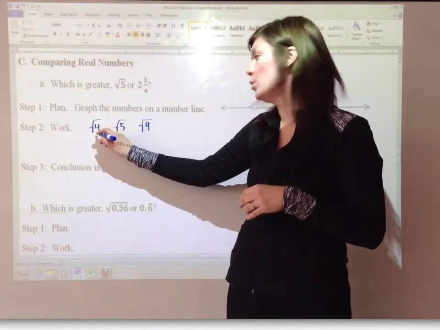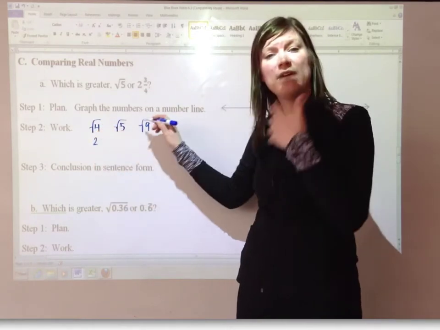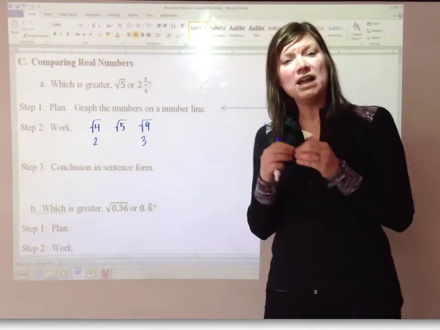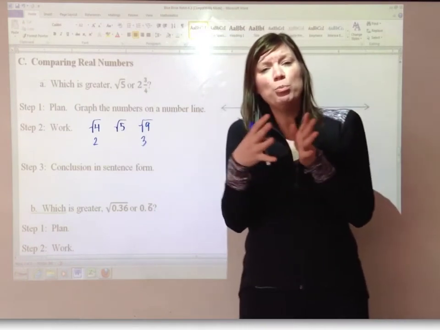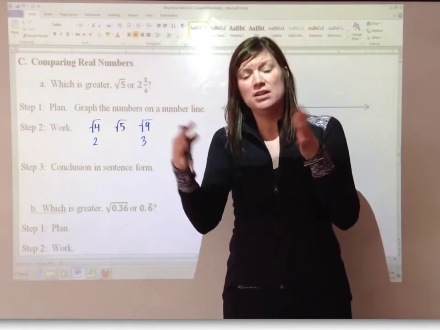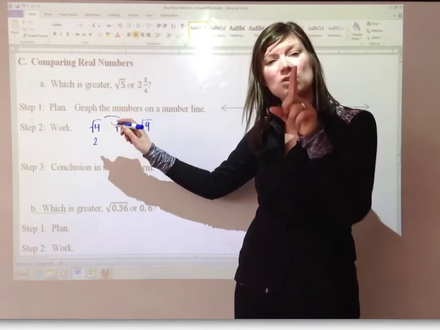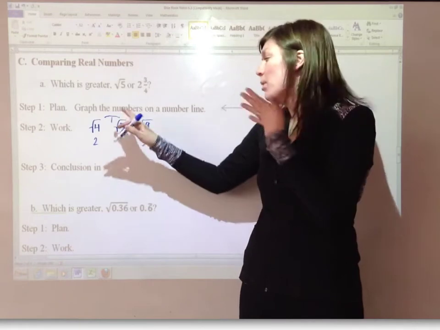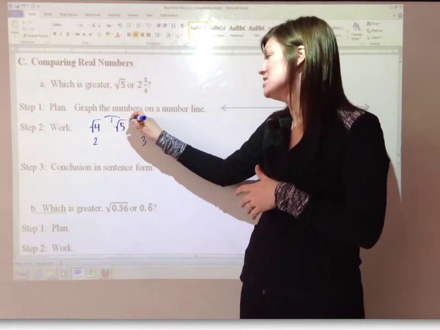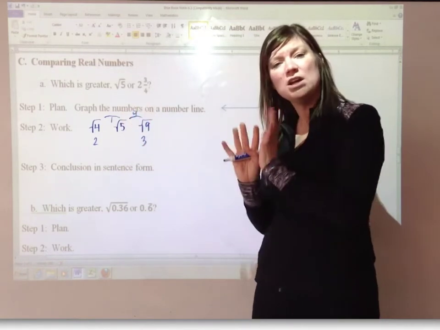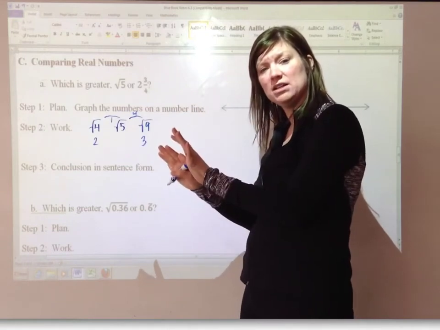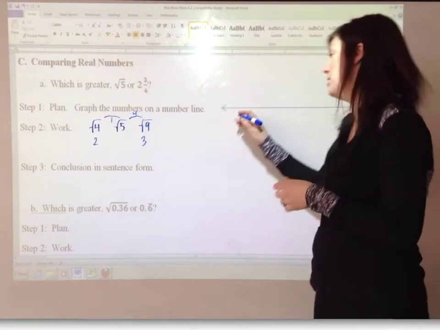The radical of 4 is 2, and the radical of 9 is 3. So I know that the radical of 5 is going to be 2 point something in there. I just don't know where. So 4 to 5 is only 1 unit apart, but 5 to 9 is 4 units apart. So I know it's a little bit closer to the radical of 4. So that's how I'm going to set up my number line.